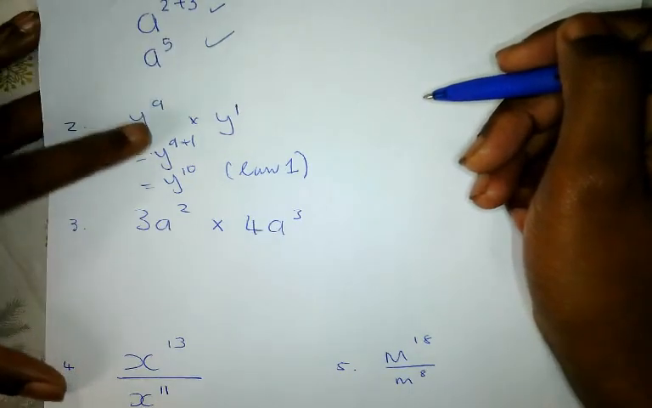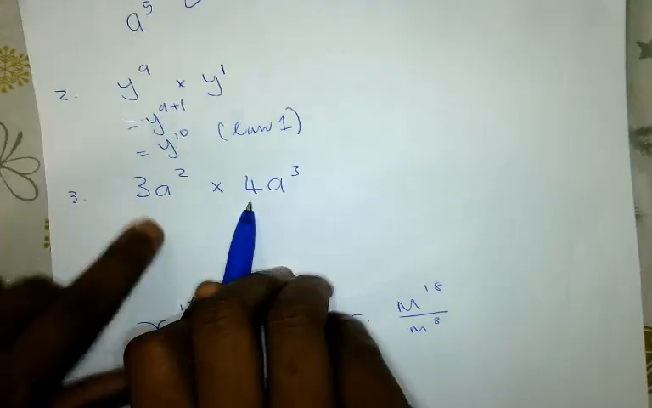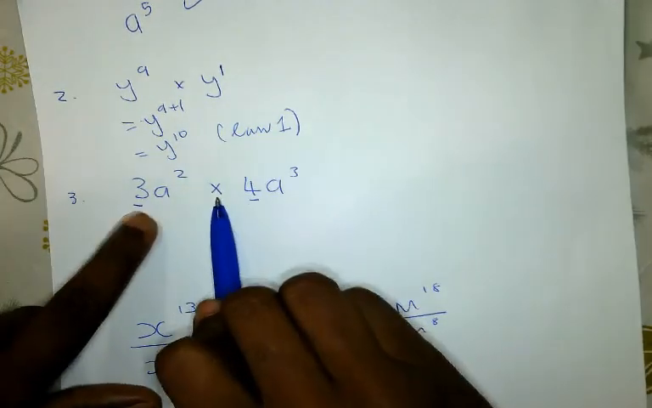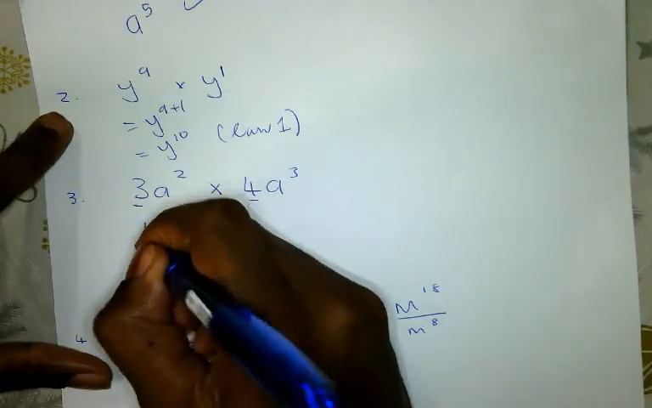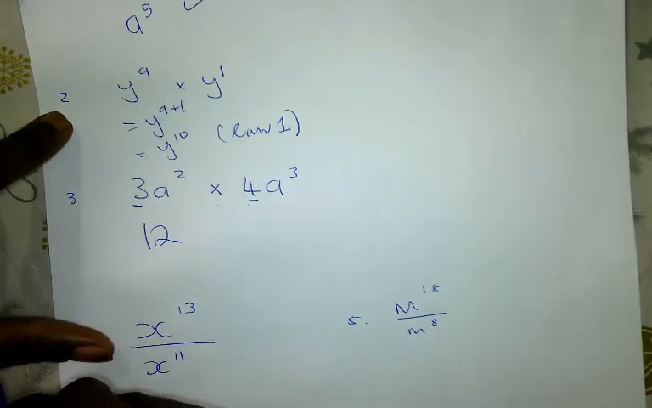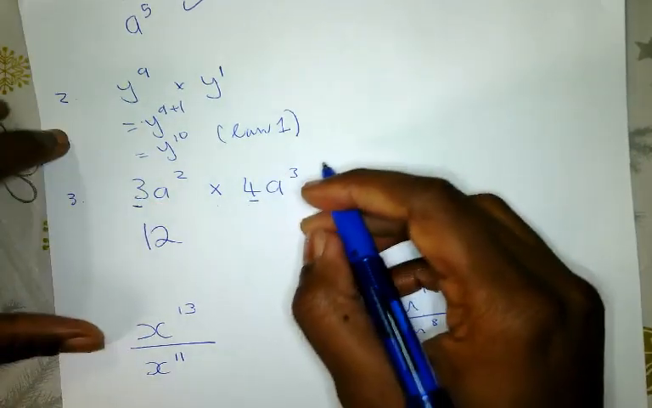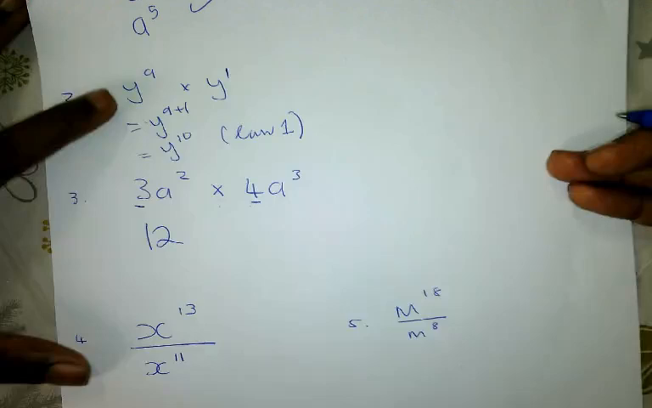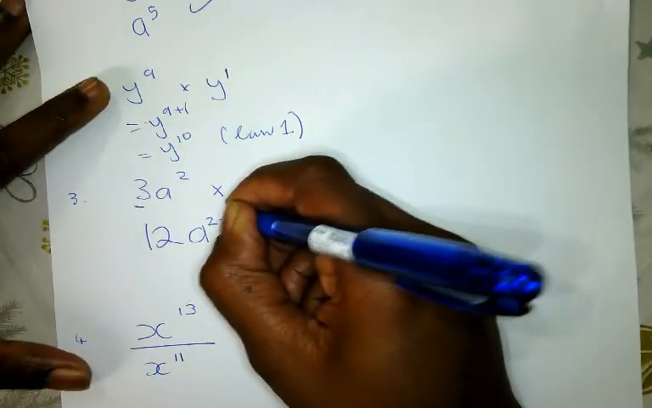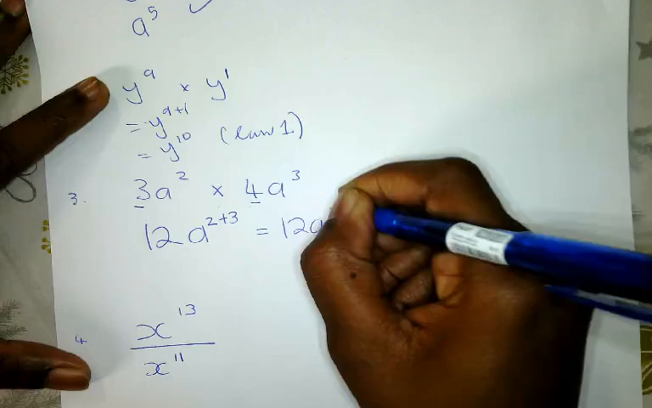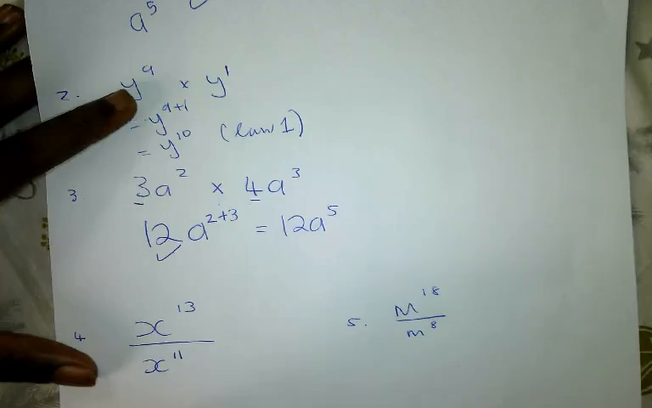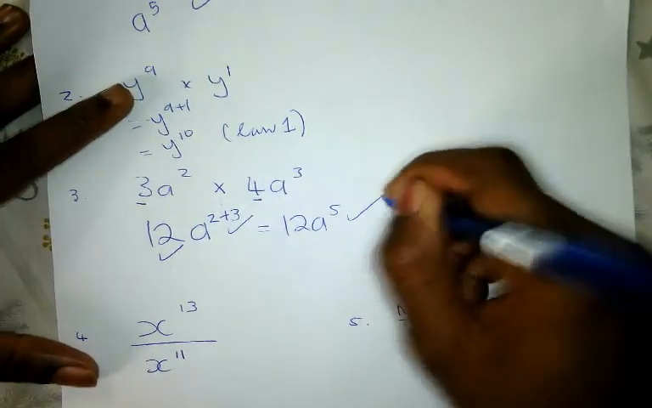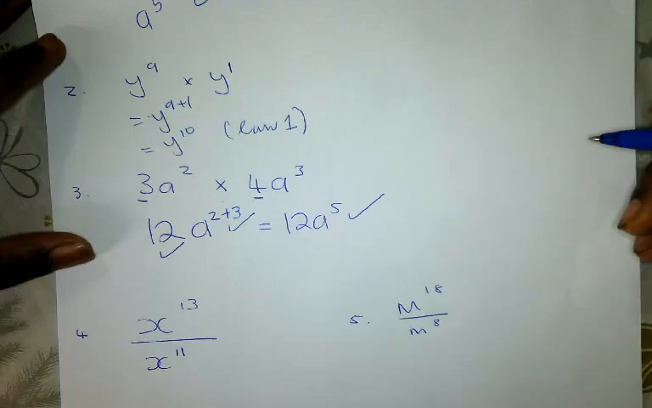And then here, when it comes to the numbers, what is the sign in between? Multiply. So I'm going to multiply 3 and 4, which is how much? 12. And then when it comes to the variables, I'm going to apply law number 1, which says add the exponents. 2 plus 3 is how much? 5. So you get a mark for 12, you get a mark for the method, you get a mark for the final answer. So don't forget that.